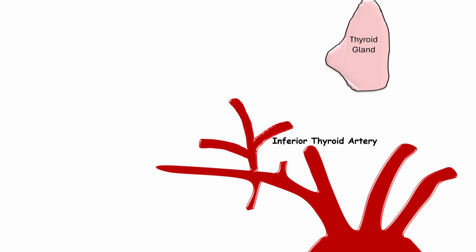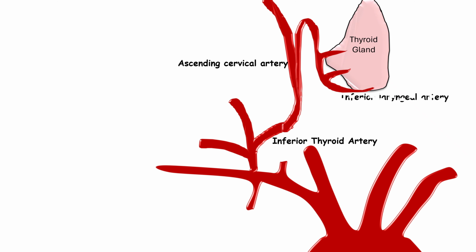Now we are going to see the inferior thyroid artery. Inferior thyroid artery divides into ascending cervical artery and inferior laryngeal artery. The ascending cervical artery supplies neck muscles and some spinal branches, and the inferior laryngeal artery supplies laryngeal muscles, particularly below the vocal fold, and it anastomoses with the superior thyroid artery. There are other branches of the inferior thyroid artery. These are pharyngeal, esophageal and tracheal branches.